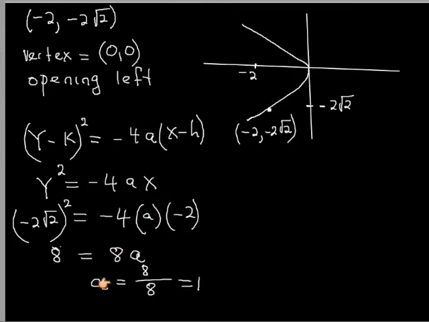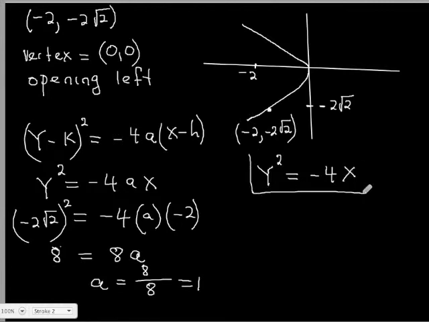Solving for a, you get 1. So now you have all your information. And the equation for this parabola will be y squared equals -4 times 1 times x. And that's your final answer.